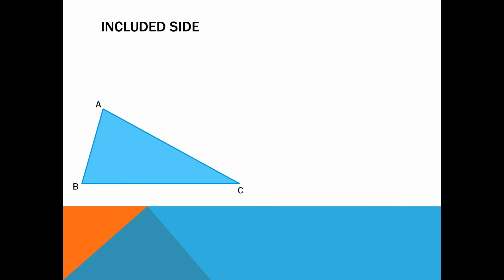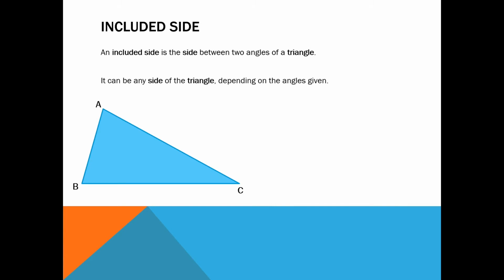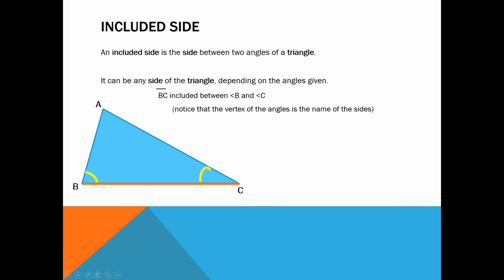Now, we also talk about included sides. An included side is the side between two angles of a triangle. It can be any side of the triangle depending on the angles that I am given. So if we look at the following examples, I start with my angles, angle B and angle C, and I see that segment BC is included between angle B and angle C. Notice that the vertex of each of these angles actually gives me my segment.